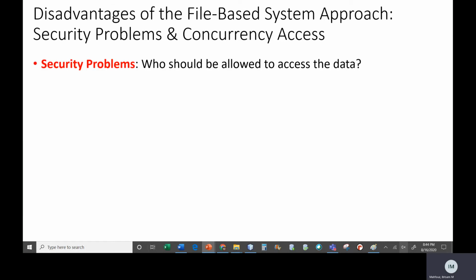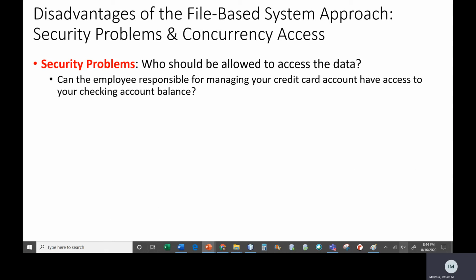Another issue is security problems. So for example, me as a professor, should I have access to information about your financial aid? Should I have access to this just because I'm your professor? And the answer should be no. There should be information about you as a student that no one should be accessing except the department that needs to access it. Who needs to know your social security number? Me as a professor, I should not have access to your social security number.